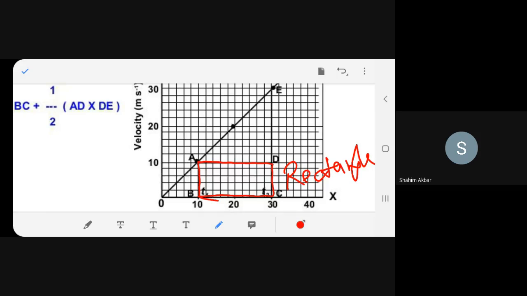Do you agree upon it? And then ADE is a triangle. So you have to add the area of the rectangle and the area of the triangle, and you will get the displacement area. Understood?